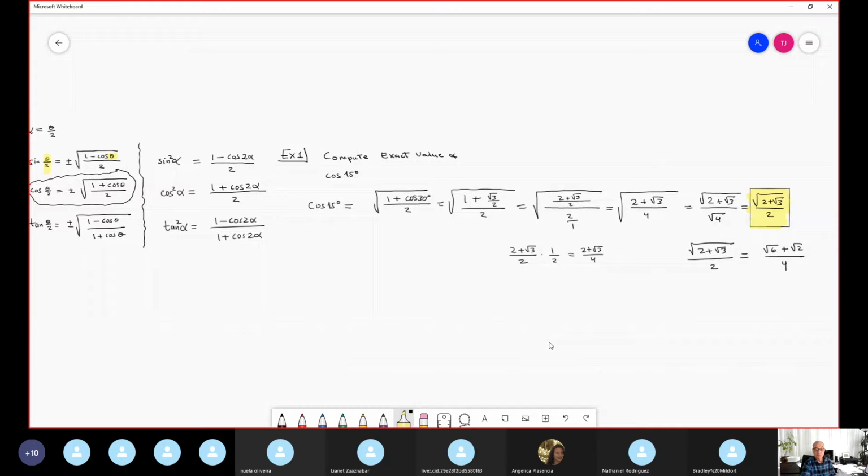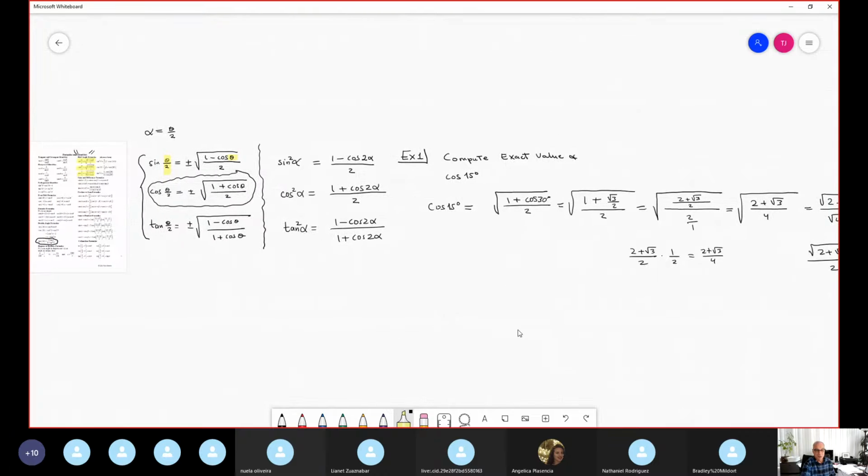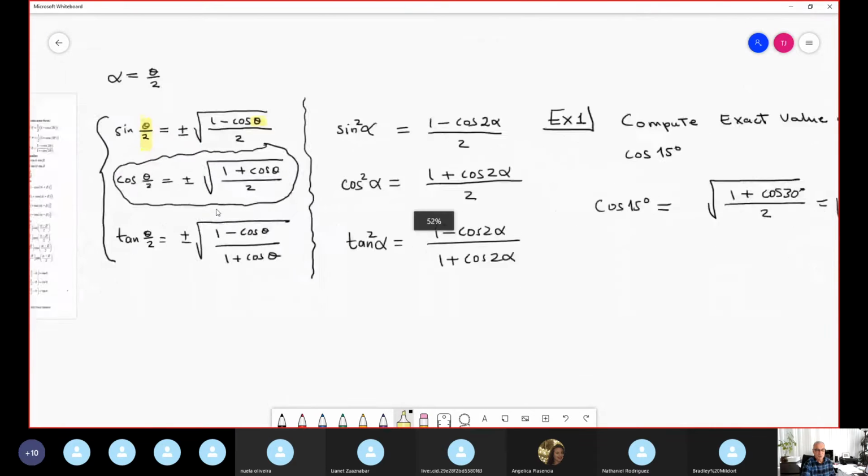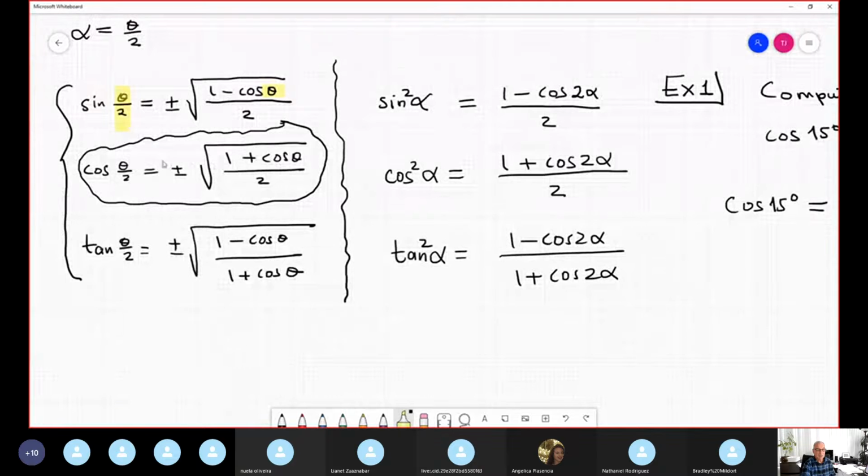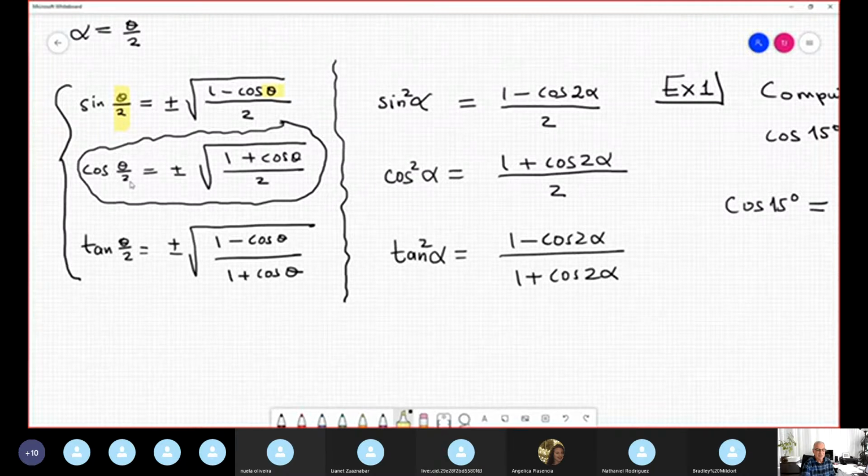Okay, Professor, I have a question. When we change, we put cosine of 30. It means because 30 is divided by 2, that is 15, right? That is why you put 30 like in the... Yeah, okay. Yeah. Using the formula, Noela. In the formula, you see theta and theta over 2.